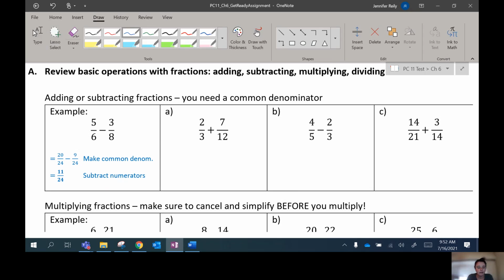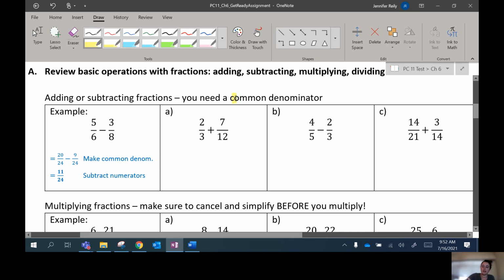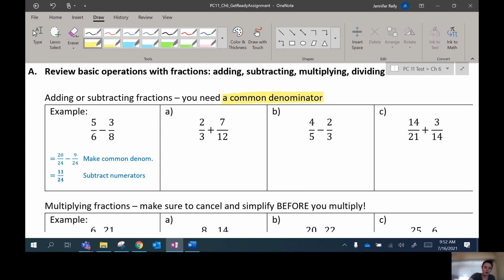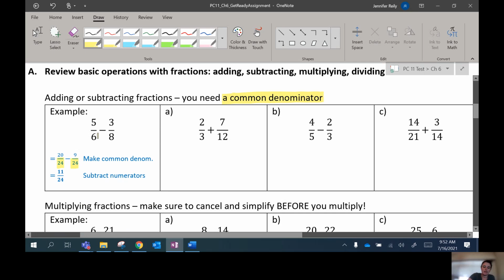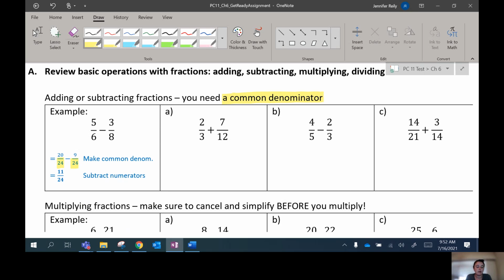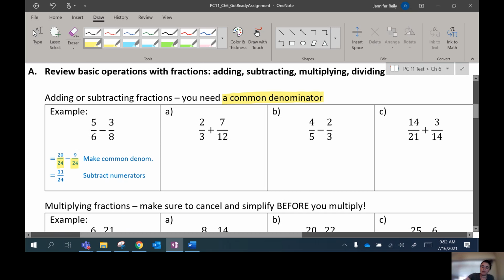Okay, here we go. So when we're adding and subtracting fractions, the key thing to remember is that you need to have a common denominator. And then you just add or subtract the numerators once you have that common denominator. So this one's already done for you. The common denominator was 24. 6 and 8, the lowest common multiple between the two of those numbers is 24. And then we use that.